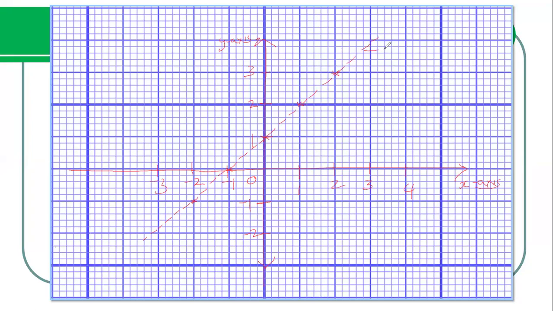And I want you to label it: this line is y is equal to x plus 1. Members, do we have that line? Yes, we do have it. Now, what do I want you to do? Now we are going to test where to shade.